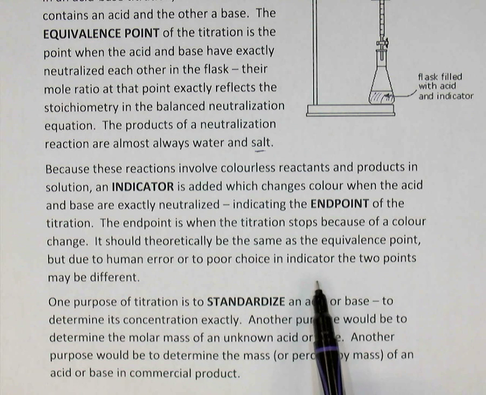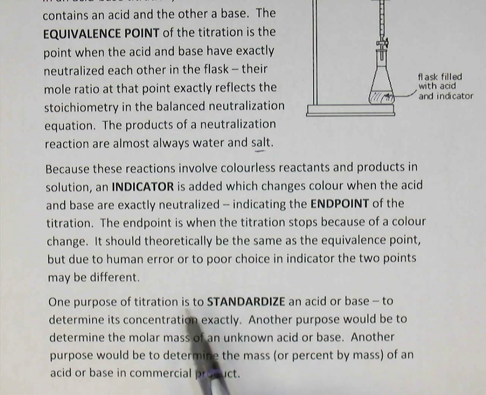Theoretically, your end point, where you actually stop because there's a color change, should be the same as your equivalence point, where you were supposed to stop because the acid and base were exactly neutralized. If you choose a poor indicator, or if you're just not very good at titrating, you may add more or less titrant and stop titrating at that point. So sometimes because of errors, your end point is not the same as an equivalence point.